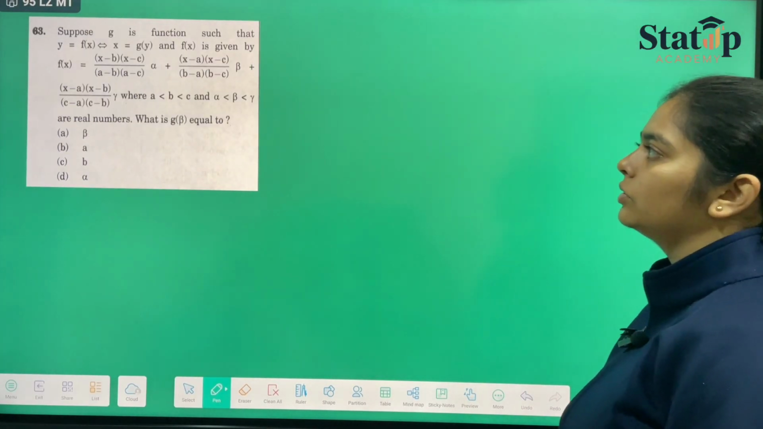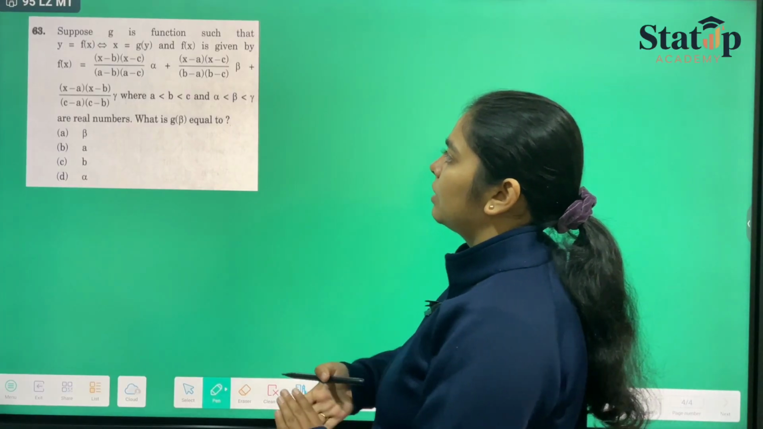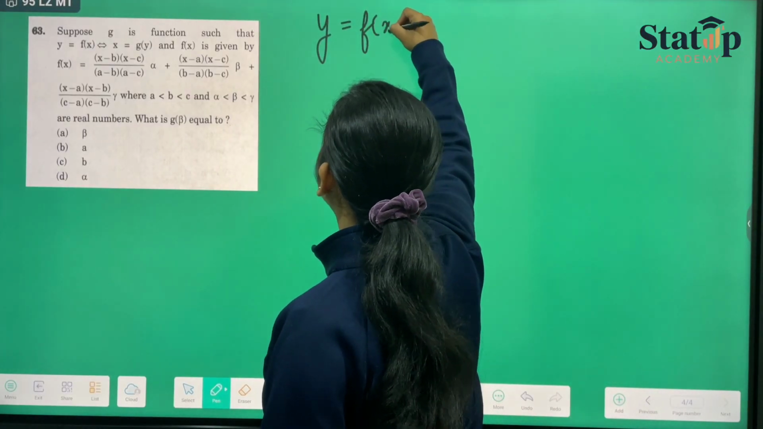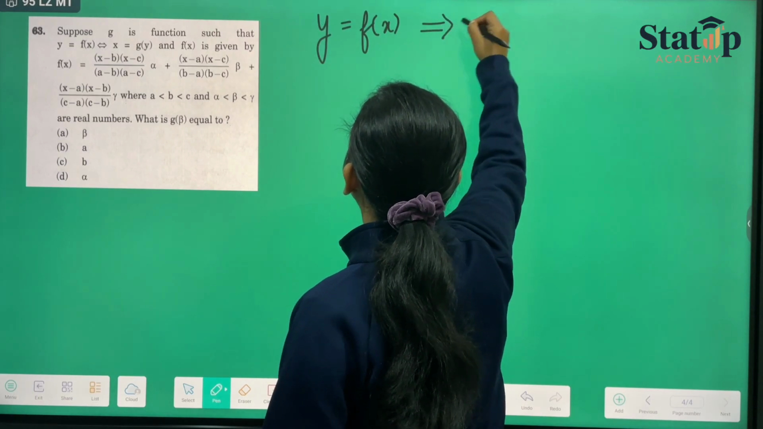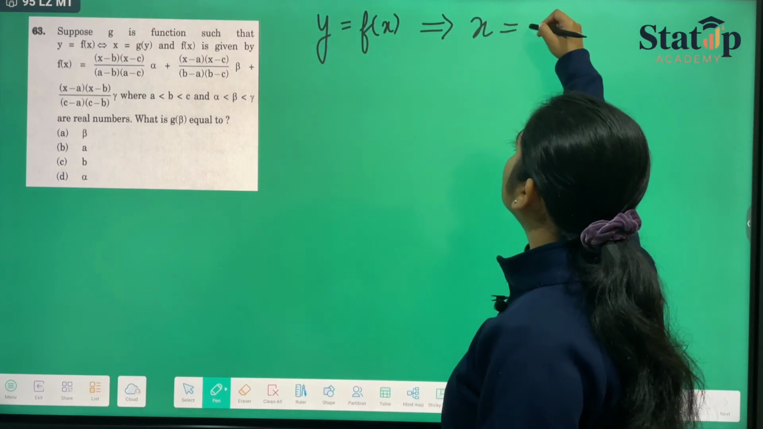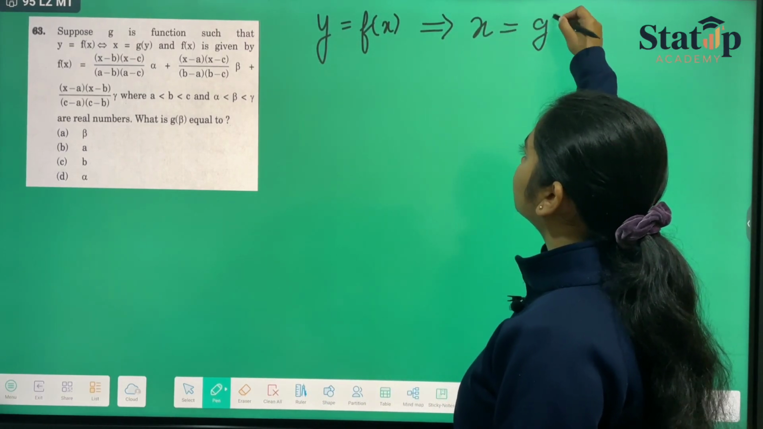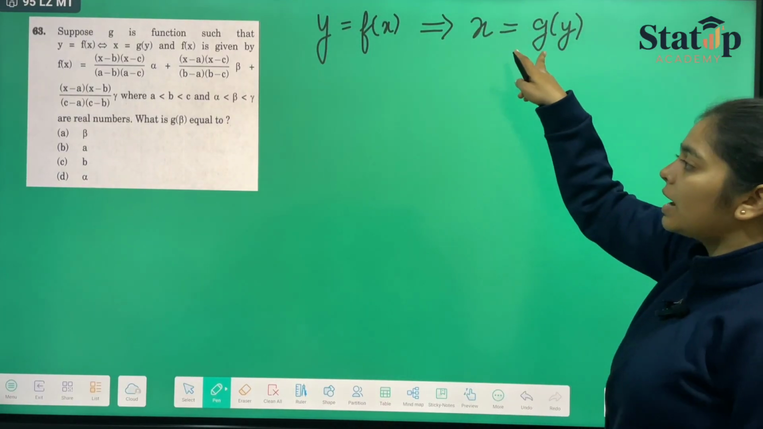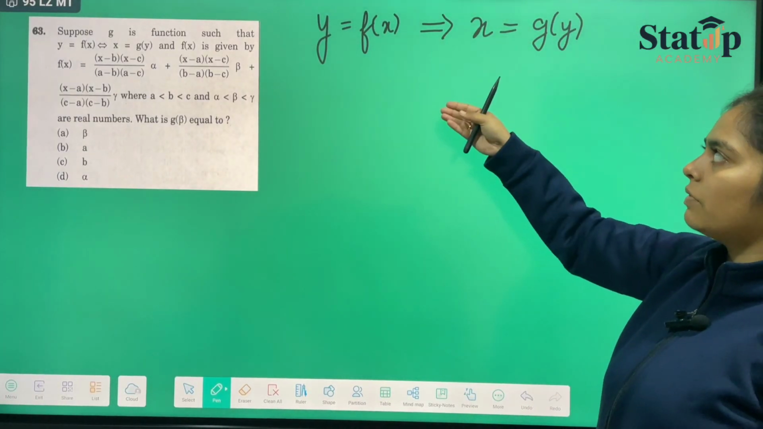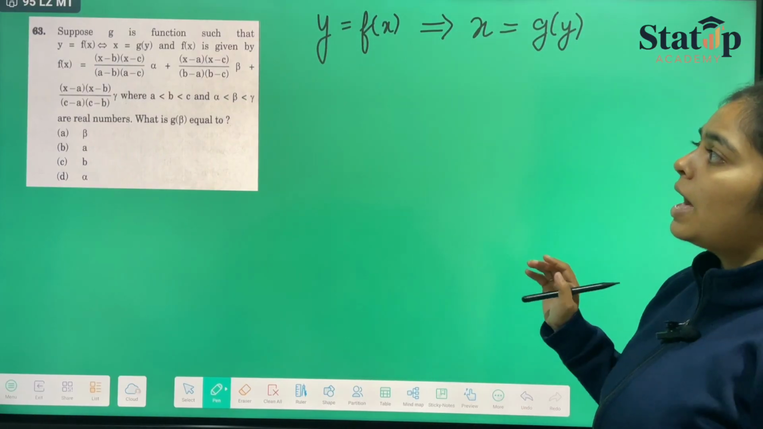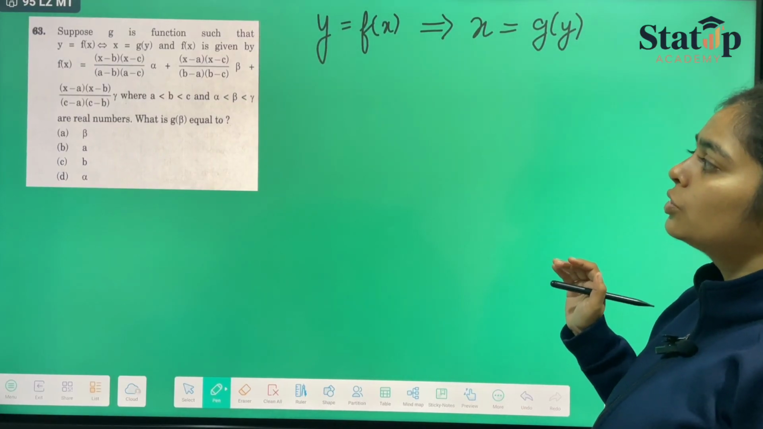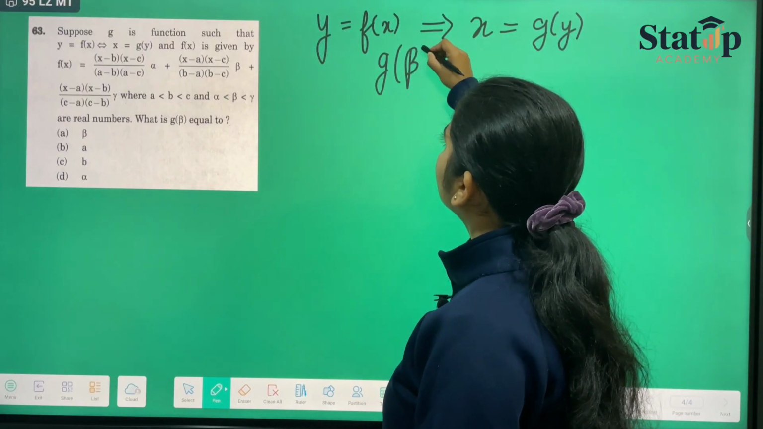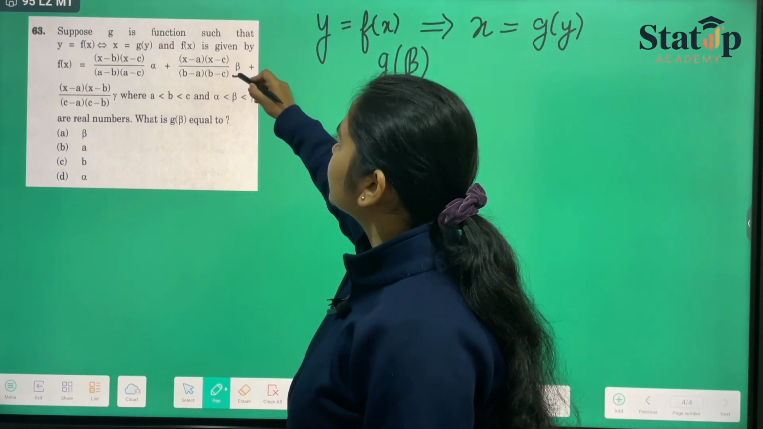Now moving forward to the third question. They have given us that y is equal to fx. If y is equal to fx, then this implies that x is equal to gy. Two functions have been provided to us, f and g. And if y is equal to fx, then x is equal to gy. And they have asked us to calculate g of beta. That means we have to calculate this.